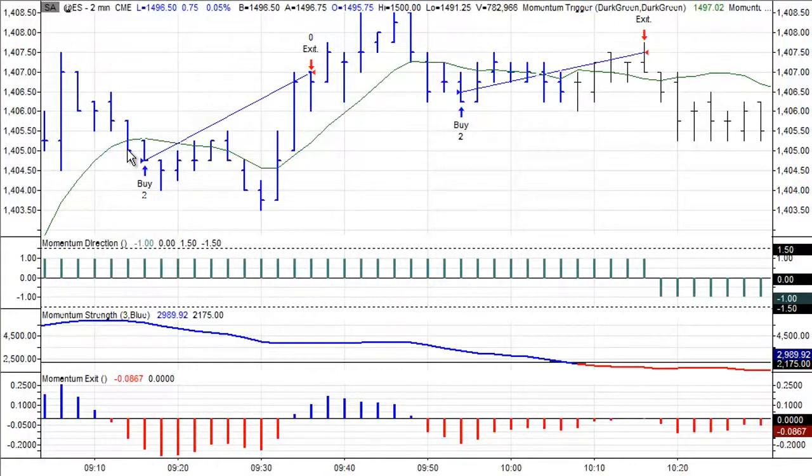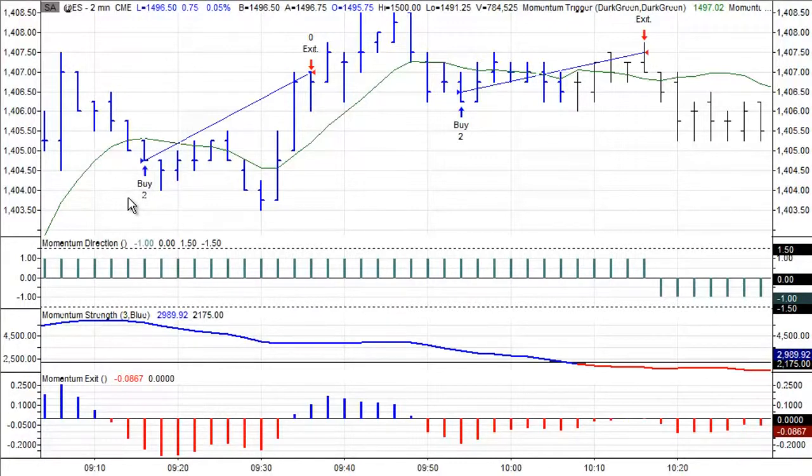Once I have a setup bar, I know I have a buy pending. I need a trigger for that. The trigger is the very next bar, if and when the very next bar trades one tick below the close of the setup bar. As soon as the next bar trades one tick below the close of the setup bar, a buy signal will appear on the chart automatically. In this case, it says buy 2.